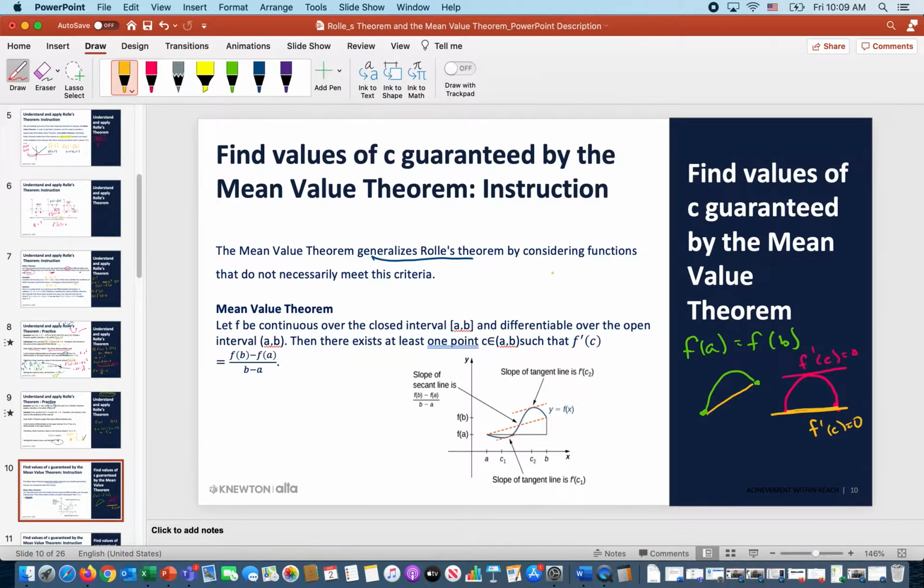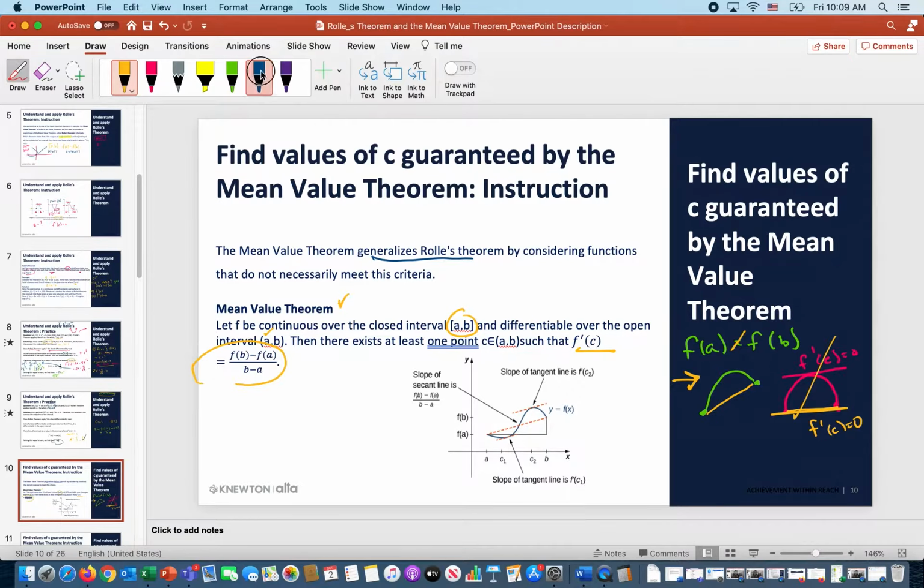So when we talk about the mean value theorem, we're going to generalize this and we're going to say, okay, if f of a and f of b are not equal, then our picture looks more like this as opposed to this, which changes what statements we can make. Take a look at what we say right here about the mean value theorem. Let f be continuous over the closed interval [a, b] and differentiable over the open interval (a, b). There has to be at least one point c so that f prime of c equals this thing.